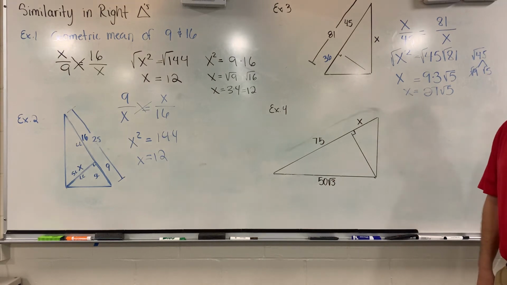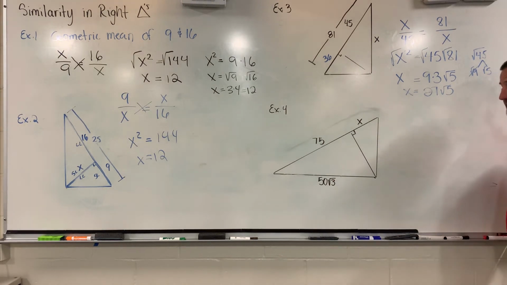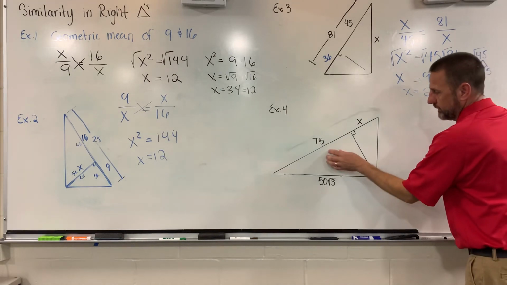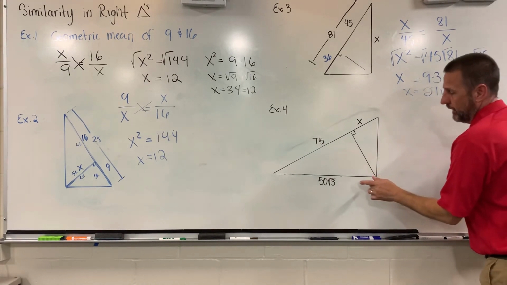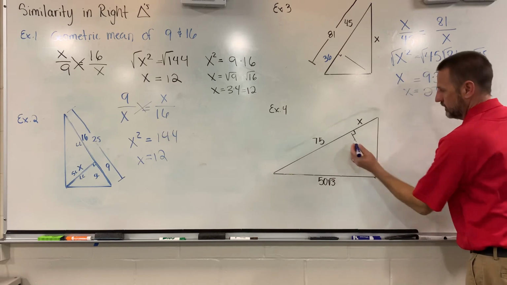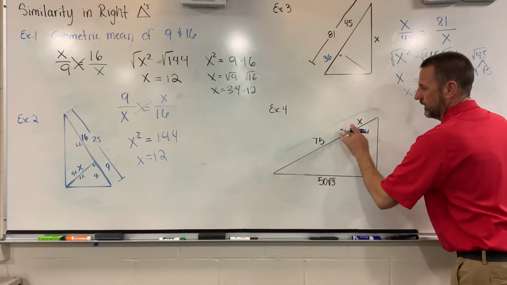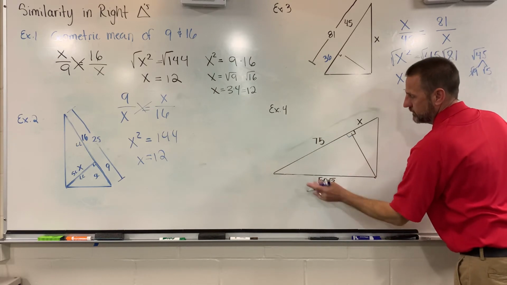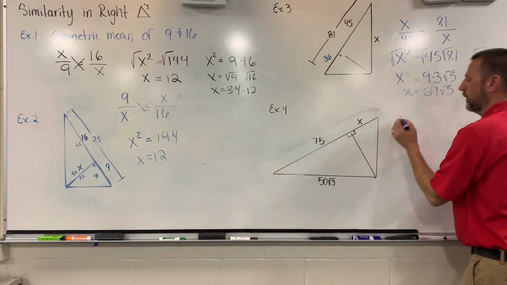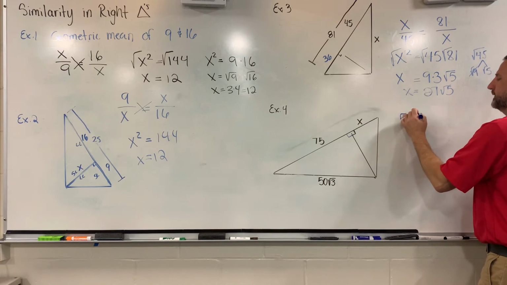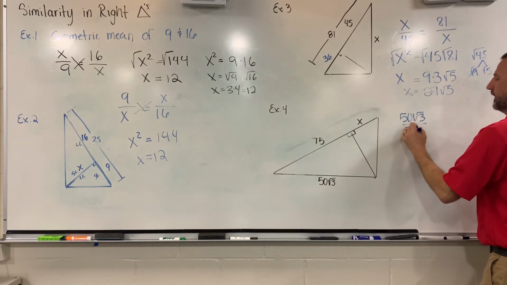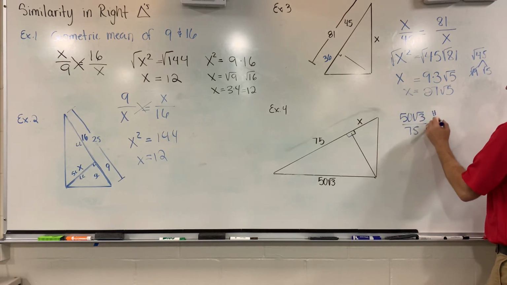So looking at this one, here's what I see. I'm going to take inventory. I'm going to look at this medium-sized triangle right here. In case you don't see it, I have its hypotenuse, and I have its long leg. So hypotenuse, long leg. I'm going to write that down. 50 radical 3 over 75, hypotenuse, long leg.